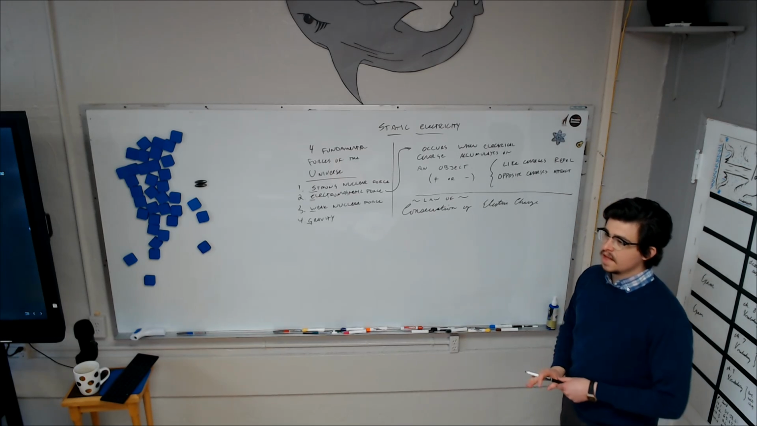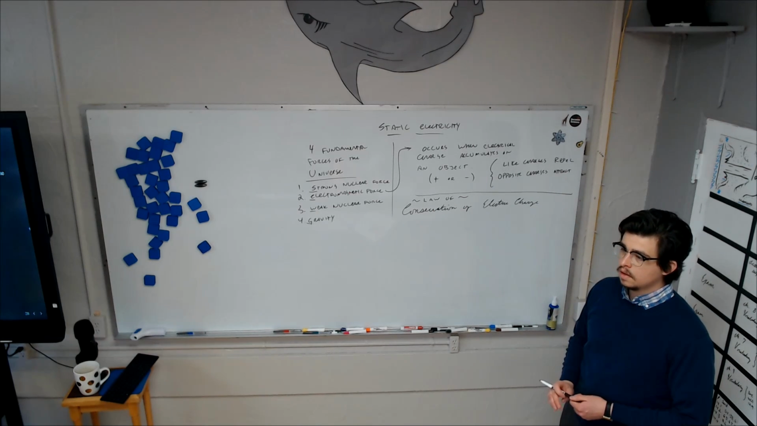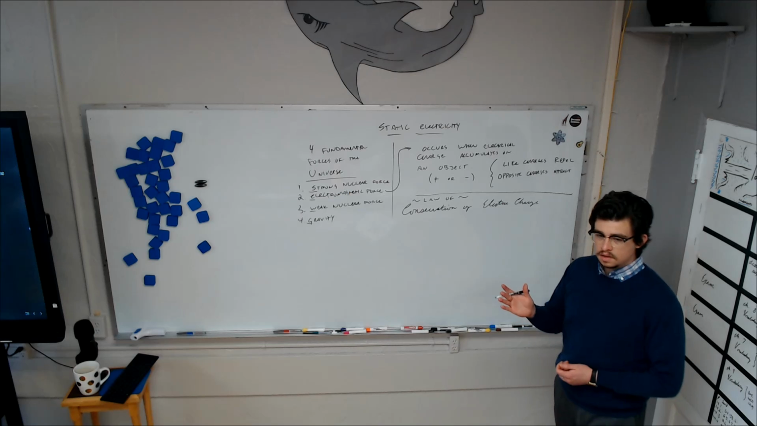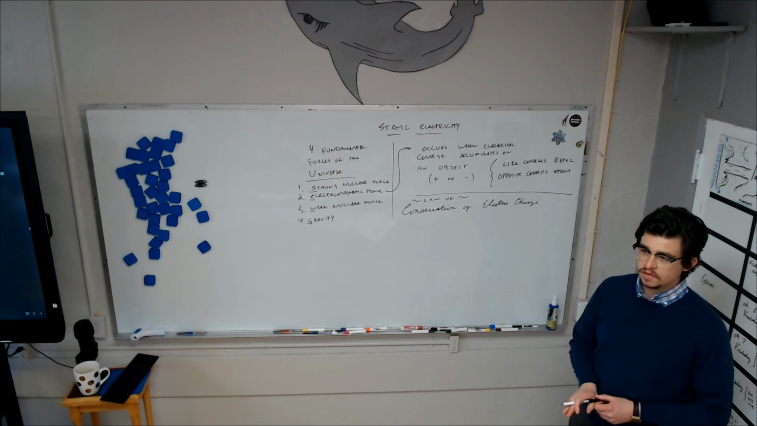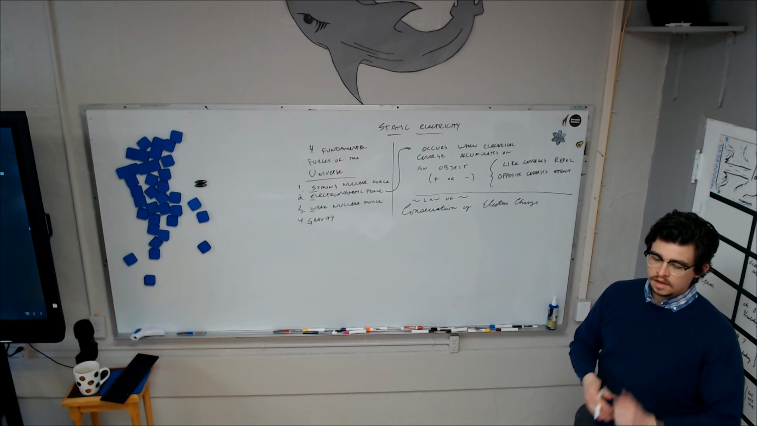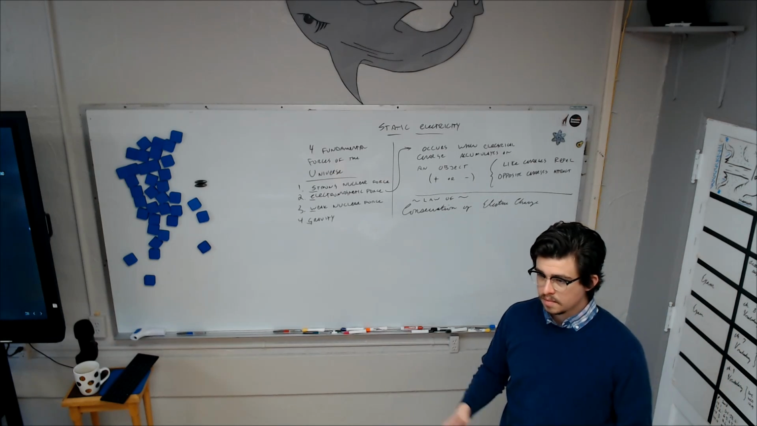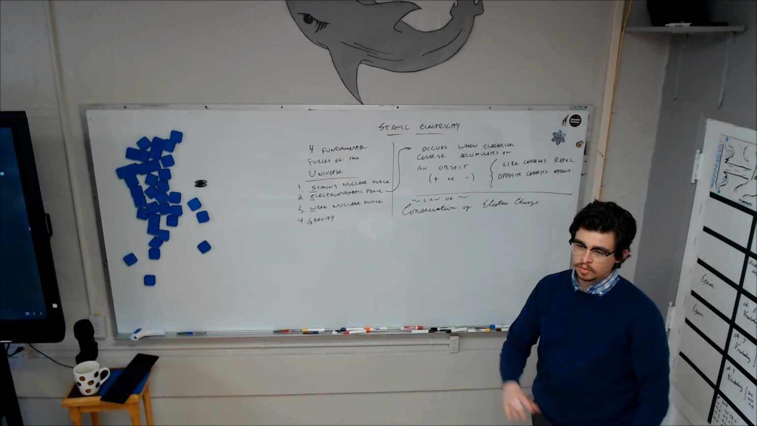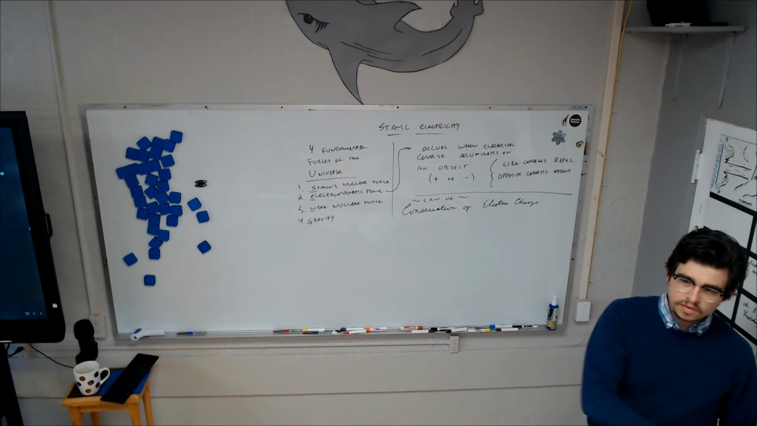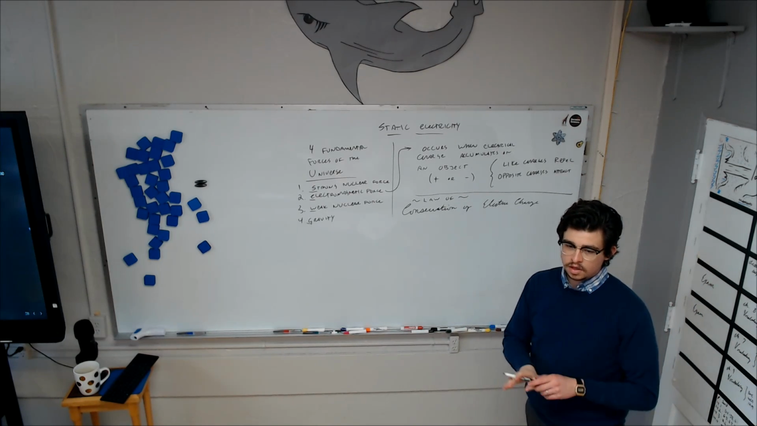And what this means is that if one object loses, for instance, a negative charge, another object must gain that same negative charge. So the total charge in the universe is always the same, right? If we add up all the positive charges in the universe and all the negative charges, we're going to get the same number from the first second of the universe until now, right? The total amount of charge is the same.